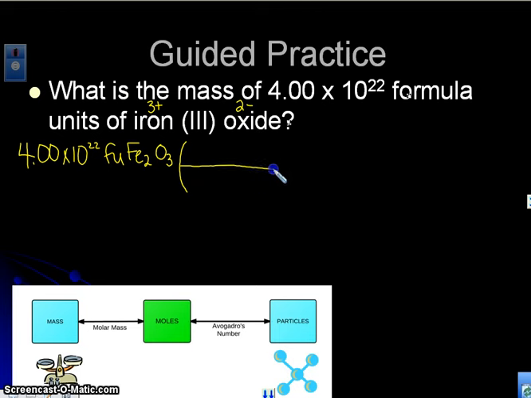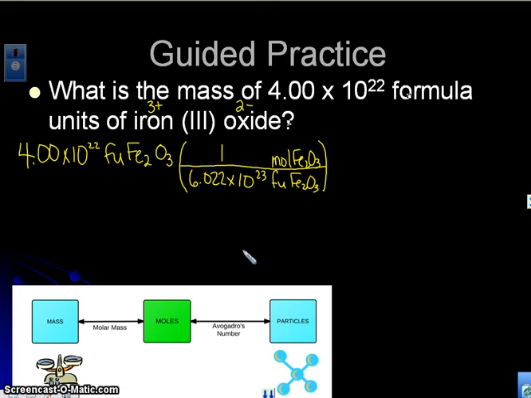And in order to go from particles to moles, we need to set up our conversion factor, and we need to use Avogadro's number. So we're going to have formula units of Fe2O3 on the bottom, and we're going to go to moles of Fe2O3. And our reference table has Avogadro's number listed, and it tells us that in 1 mole of Fe2O3, there are 6.022 times 10 to the 23rd formula units.